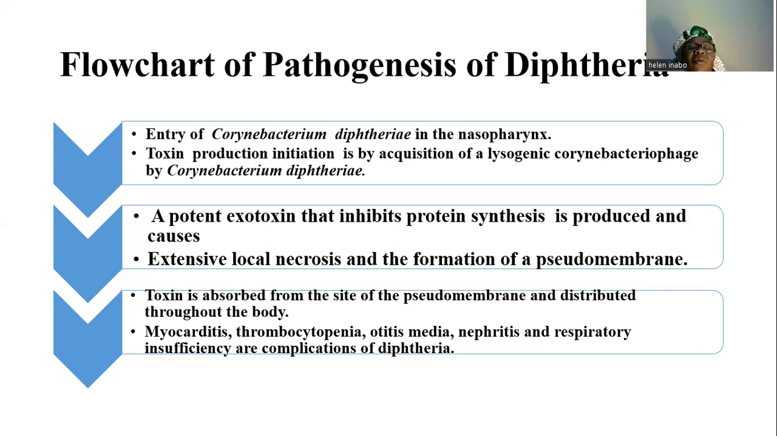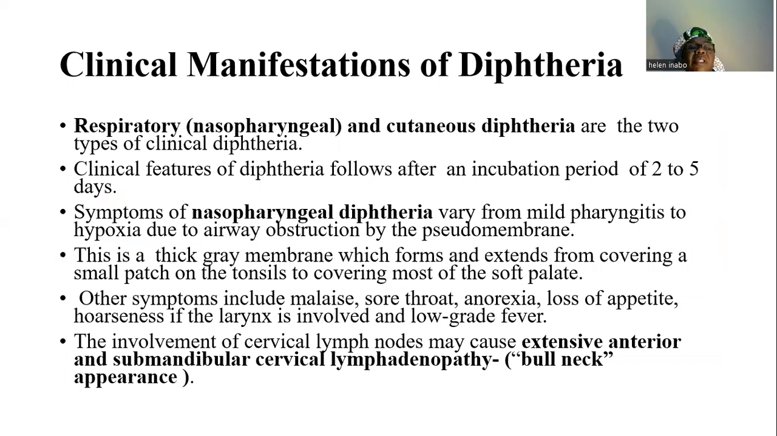Complications of diphtheria include myocarditis, thrombocytopenia, nephritis, respiratory insufficiency, and otitis media. What are the clinical manifestations of diphtheria? There are two types of clinical manifestations of diphtheria. You have respiratory or nasopharyngeal diphtheria, very common in children, and cutaneous diphtheria, which is common in immunocompromised patients that are aged 60 years and above.